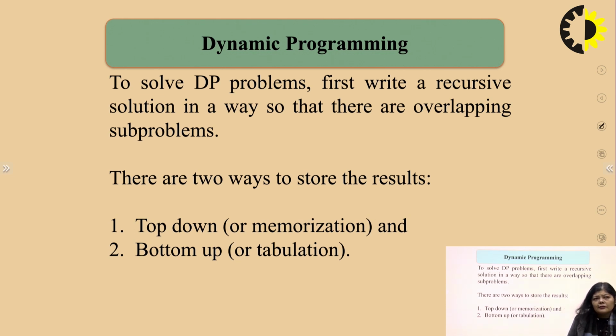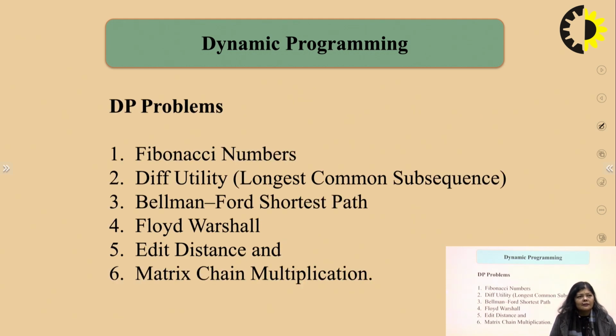Now, when we talk about dynamic programming, there are two ways to store the result. There could be one approach where we are moving in a top down manner, and this kind of approach is called memoization. The second approach is called a bottom up approach. So, as you can see, we are solving the sub problem and then building up the solution in a bottom up manner, and this kind of approach is usually called the tabulation method.